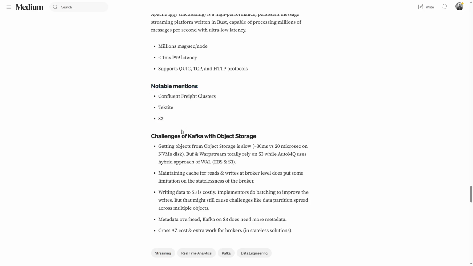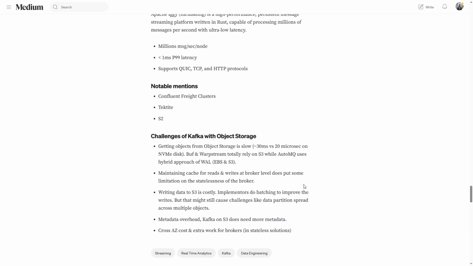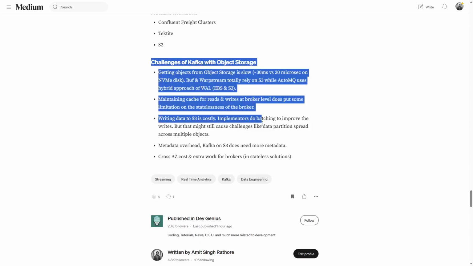Those are the options. And then some challenges with Kafka on object storage. One is that you will always have latency, and maintaining cache for reads and writes at the broker level does put some limitation on the stateless nature of the broker. Cross AZ cost will be there. Metadata overhead means Kafka on S3 needs more metadata, so that also has to be handled. So these are certain challenges with Kafka on object storage.